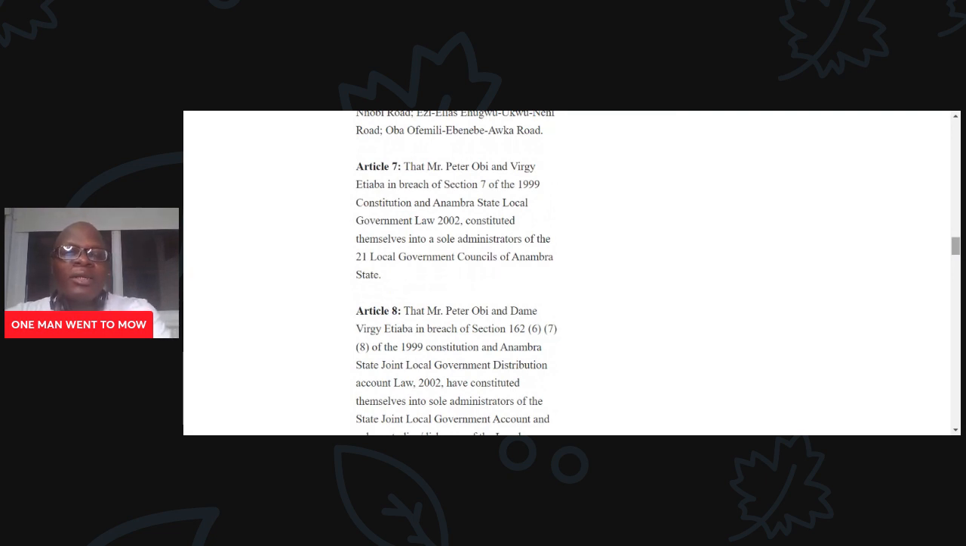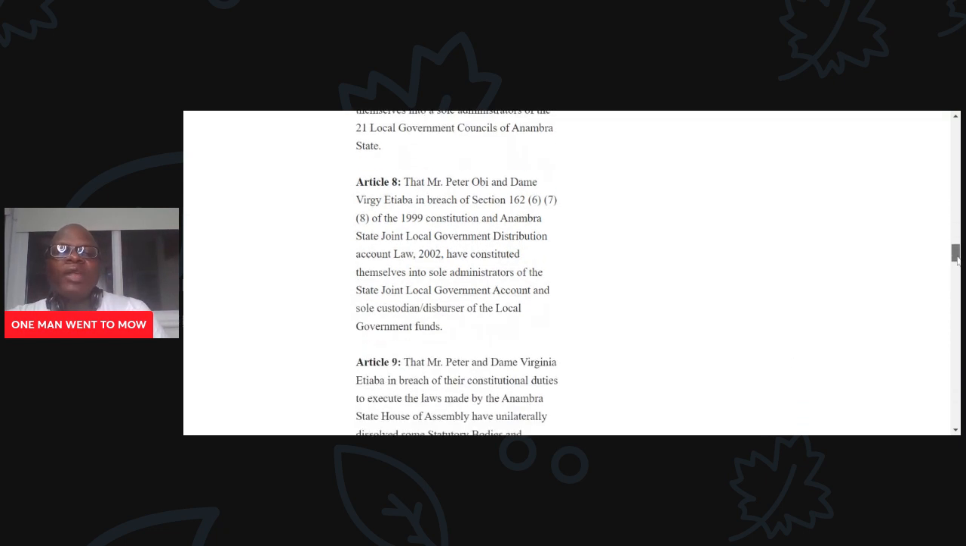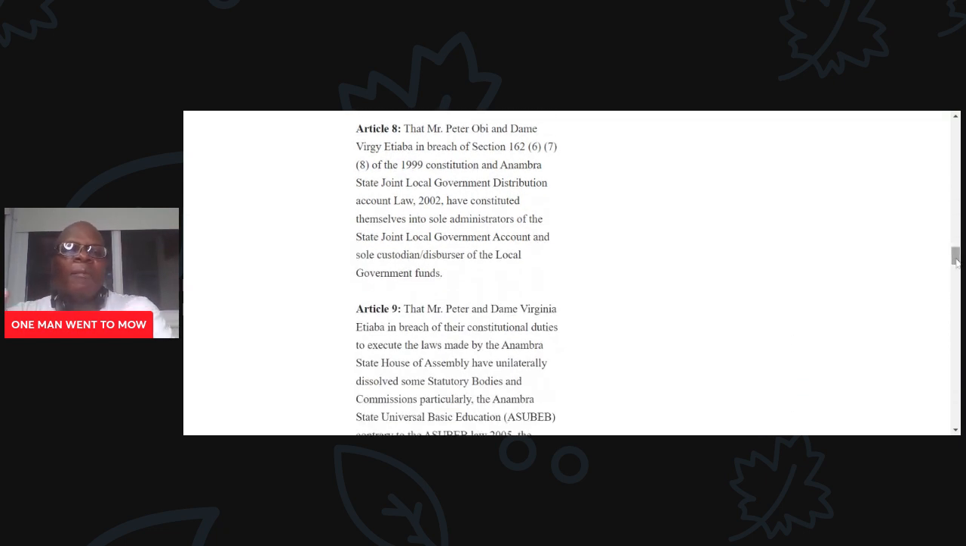Article 7, that Mr. Peter Obi and Virgie Atiaba, in breach of Section 7 of the 1999 Constitution and Anambra State Local Government Law 2002, constituted themselves into sole administrators of the 21 local government councils of Anambra State. So a lot, of course, both in terms of their financing and their administration, Peter Obi never really ceded governance to get to the local level by way of facilitating for local councils, councillors, etc.